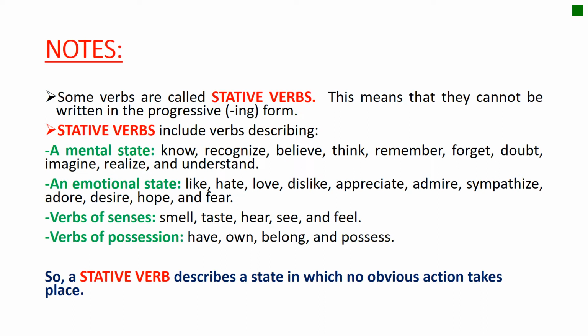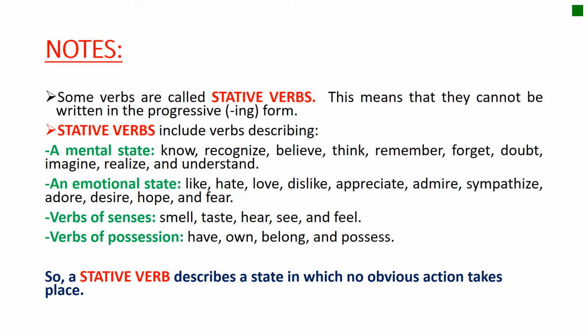Verbs of the senses. What are the senses? Smell, taste, hear, see, and feel. I can't say I am smelling a nice perfume. I smell. I taste, okay? I hear a strange voice. I see the clouds. I feel happy, okay? I am seeing, I am hearing. Those are generally grammatically wrong, so we don't write them in the ing.